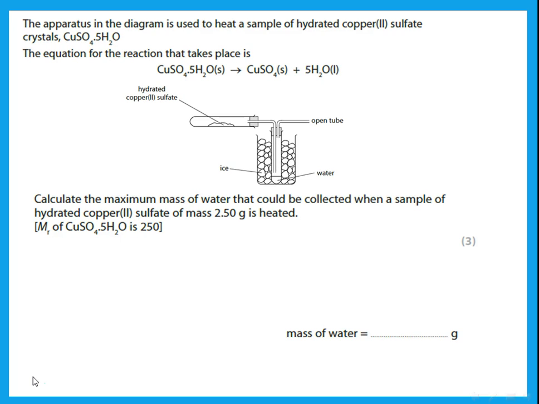I hope so. Okay, the apparatus in the diagram is used to heat a sample of hydrated copper sulfate. So he has copper sulfate, 5 water. Calculate the maximum mass of water that could be collected when a sample of hydrated copper sulfate of mass 2.5 grams is heated. So I'm starting with 2.5 grams of copper sulfate, 5 water. How much water should I get?